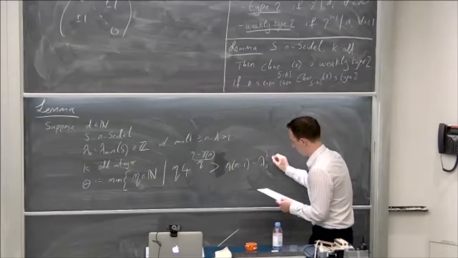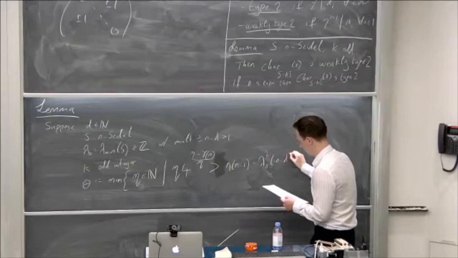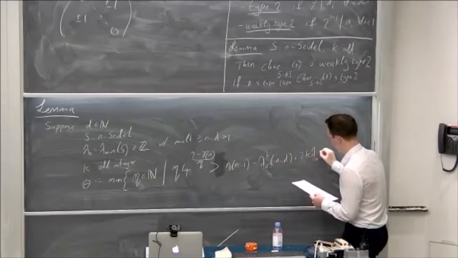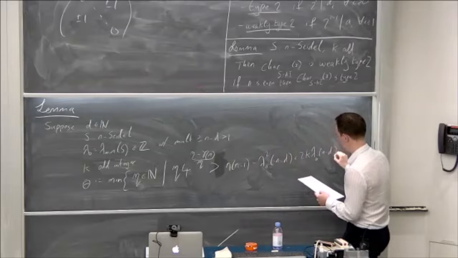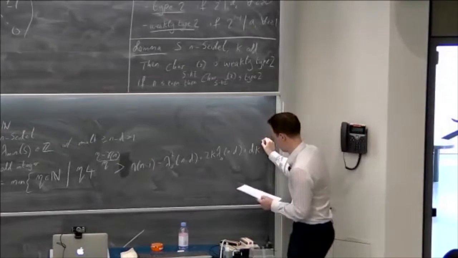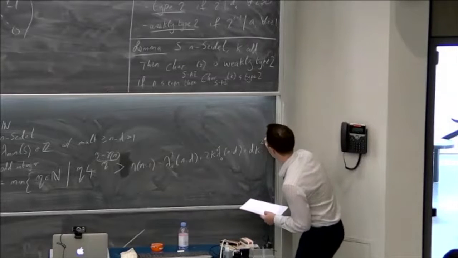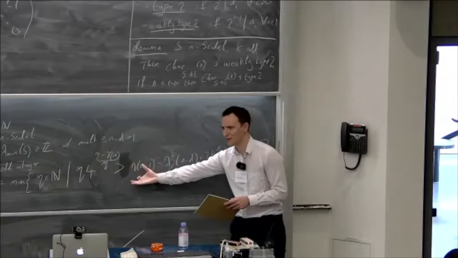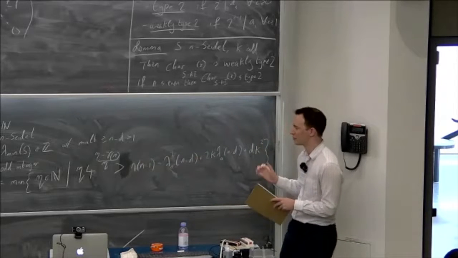Lambda 0 squared times n minus d, plus 2k lambda 0 times n minus d, plus d times k squared. Luckily, I finished that. So this is a strange looking number, but hopefully it will make sense.